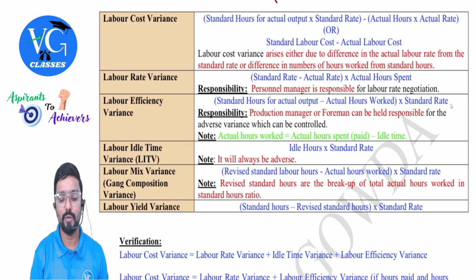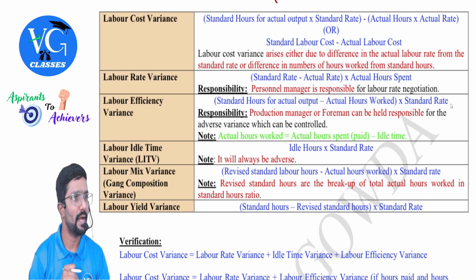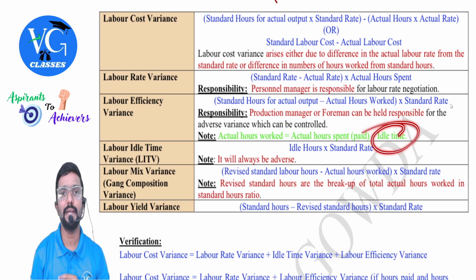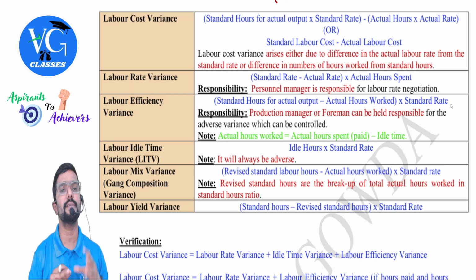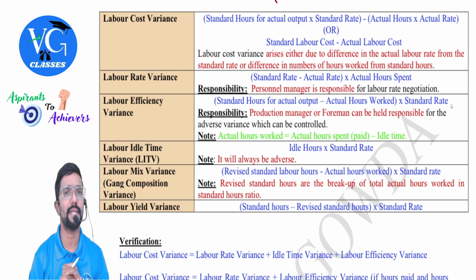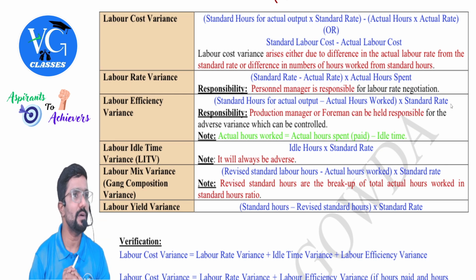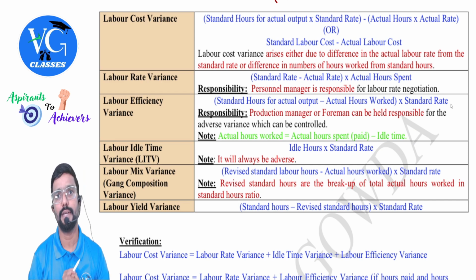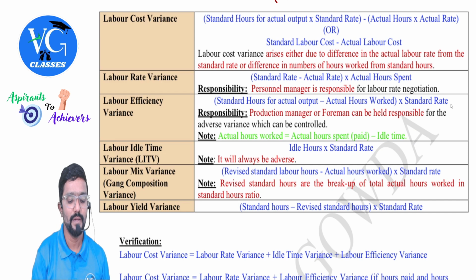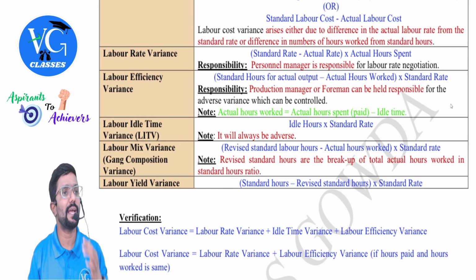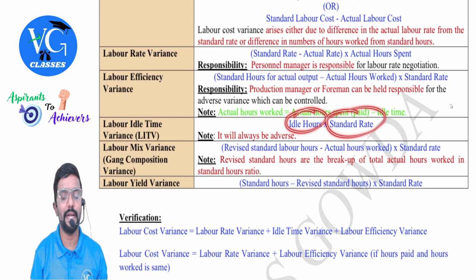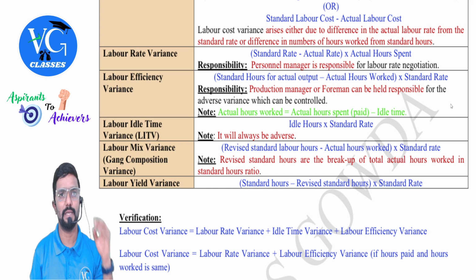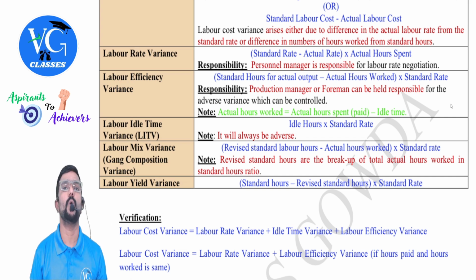So how do we calculate worked hours, sir? Spent hours, or we call it paid hours, minus idle time. And whenever there is idle time, while calculating the labor variances, always assume it is due to abnormal idle time. So if there is idle time, then we need to calculate that also: idle hours into standard rate, and it will always be adverse.